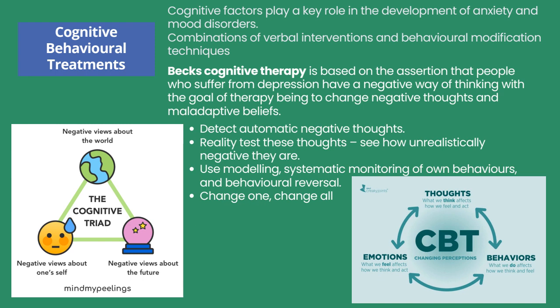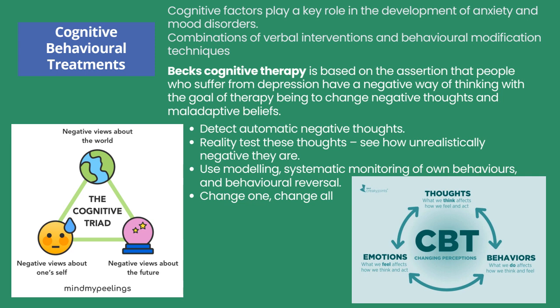Another type of behavioral therapy treatment is called cognitive behavioral treatment. So cognition is how we think, and our cognitive factors, how we think, play a key role in developing anxiety and mood disorders. So cognitive behavioral therapy, if you look at the words, is a combination of verbal interventions as well as behavioral modification techniques. The person who worked extensively in the CBT space is Beck, and he put forward his cognitive therapy, which is based on the assertion that people who suffer from depression have a negative way of thinking, with the goal of therapy being to change negative thoughts and maladaptive beliefs.